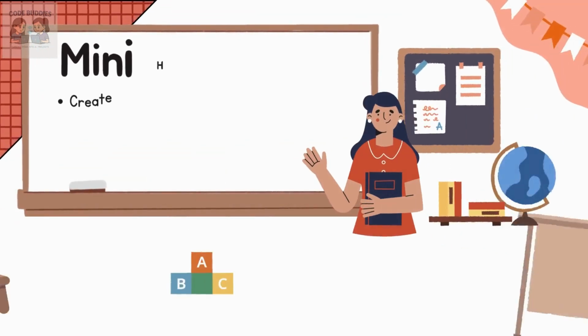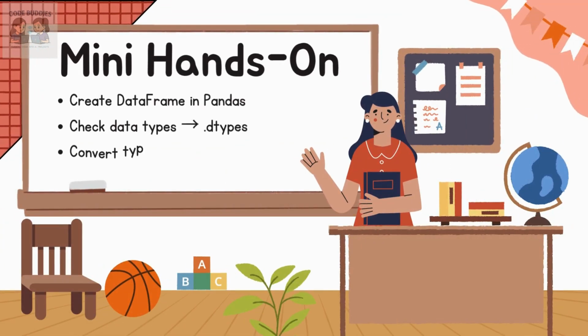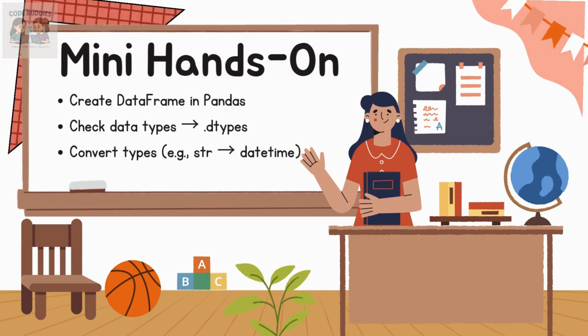Just try a mini hands-on. In this chapter's mini exercise, we'll create a data frame in Pandas from scratch. Check the data types using dot dtypes. And finally, learn how to convert types, for example, turning a text date into an actual datetime format so you can filter or calculate with it. Trust me, this small step will save you countless headaches later.